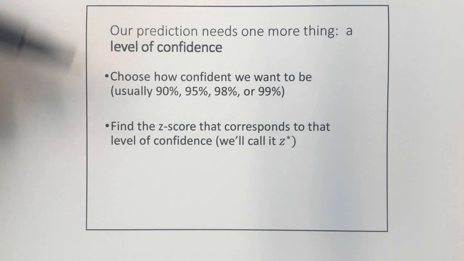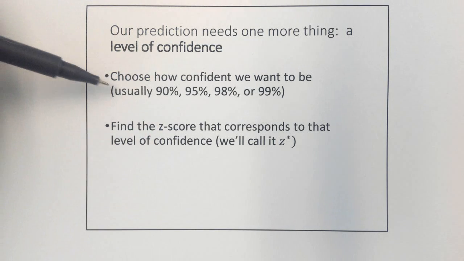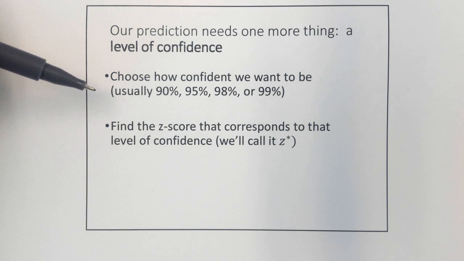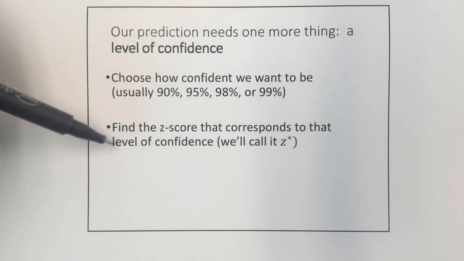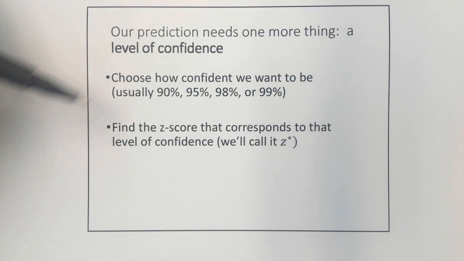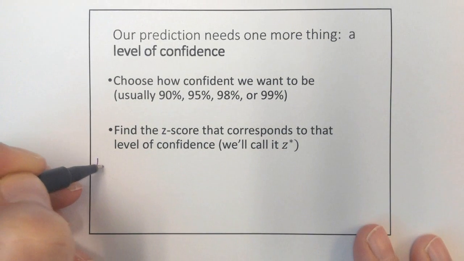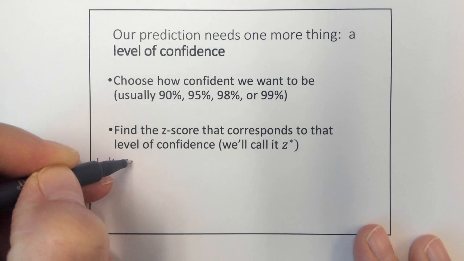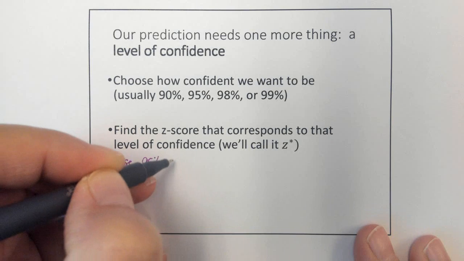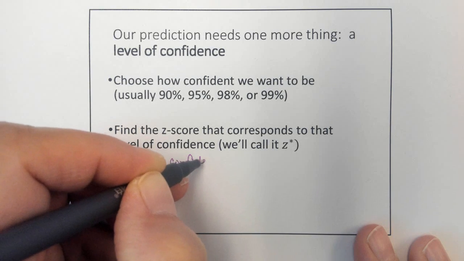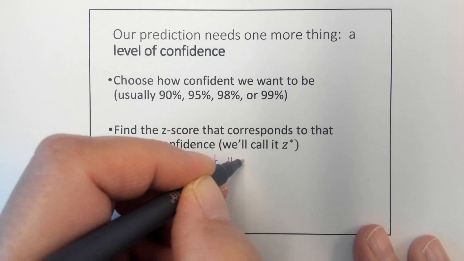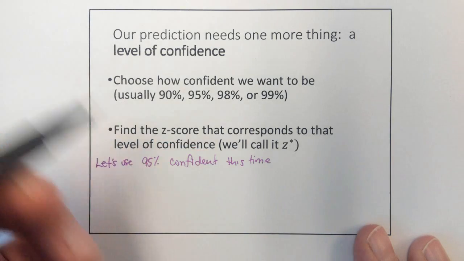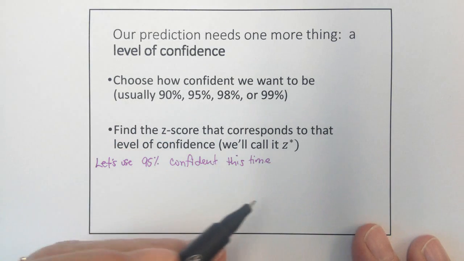Okay, so what I'd like to do is, after I pick a level of confidence, let's say I'm going to pick 95% because it's just my favorite, I need to find a z-score that corresponds to it, and we call that z star. Okay, so let's make some notes here. Let's use 95% confident this time. I'm just going to pick one. Some other time we'll use 98 and 90 and some other fun stuff.